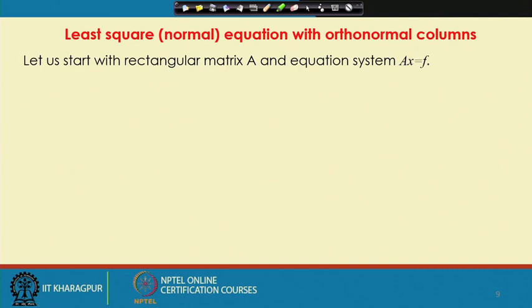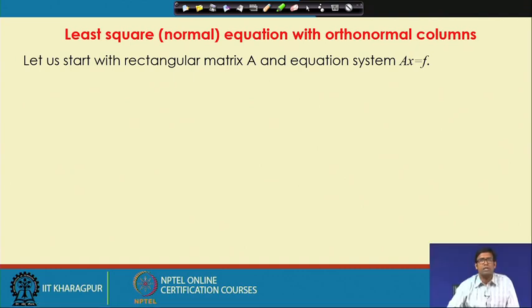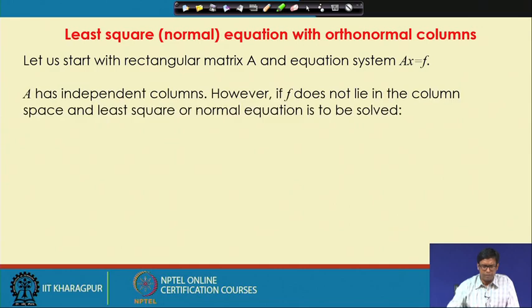So, we will look into the normal equation with orthogonal columns. Let us start with a rectangular matrix A with the equation system Ax = f. A has independent columns, therefore there can be at most one solution. However, f does not lie in the column space, and so a least squares solution, or a normal equation, is to be solved.